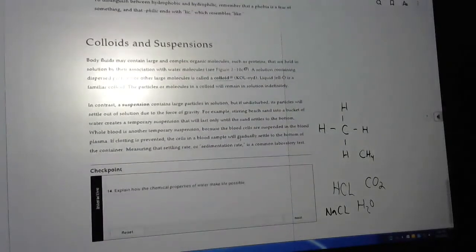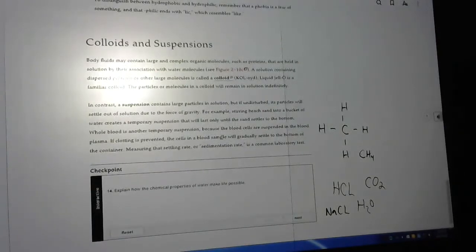Okay, so colloids and suspensions. A colloid is something that will not come out of solution, or it continuously stays in its mix. Now, a suspension is something that contains large particles in solution, but if undisturbed, the particles will settle out of solution. What is our blood? Is our blood a colloid or a suspension?